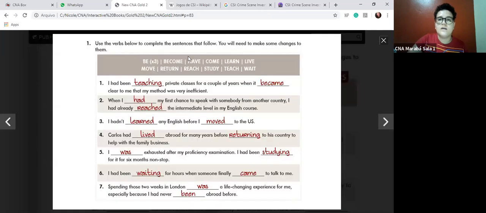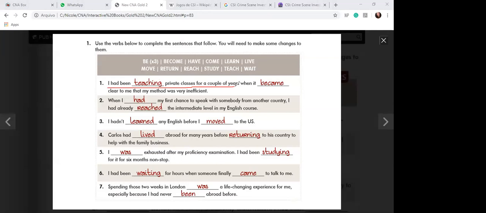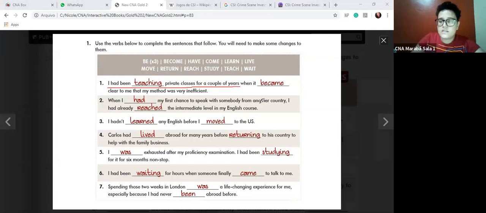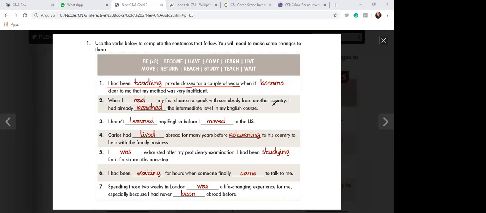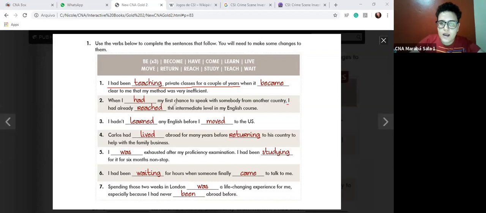Because in situation number 1, I had been teaching private classes for a couple of years when it became clear to me that my method was very inefficient. What situation happened first? I had been teaching private classes for a couple of years. This is the situation that happened first. In number 2, what situation happened first? I had already. Yes. So I had already reached the intermediate level in my English course.